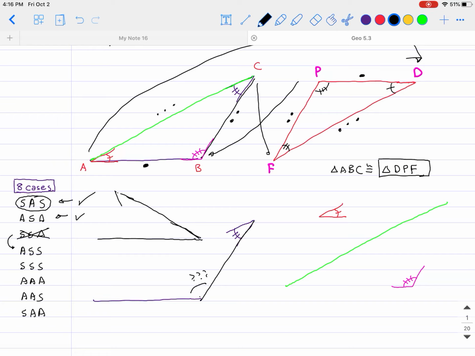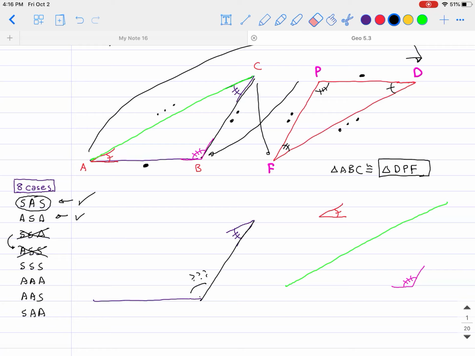That's what SSA stands for. In this case, you have an angle and then a side and then a side. Well, that's basically the same thing because you're just putting the angle in the front instead of the end. So if SSA doesn't work, then ASS definitely does not work then. Okay, so let's see. We're going pretty quickly down the list.